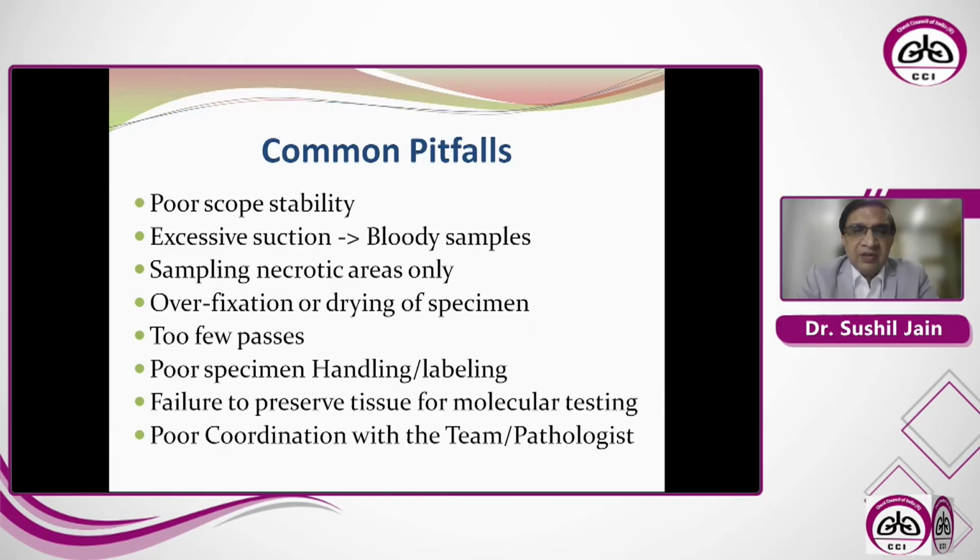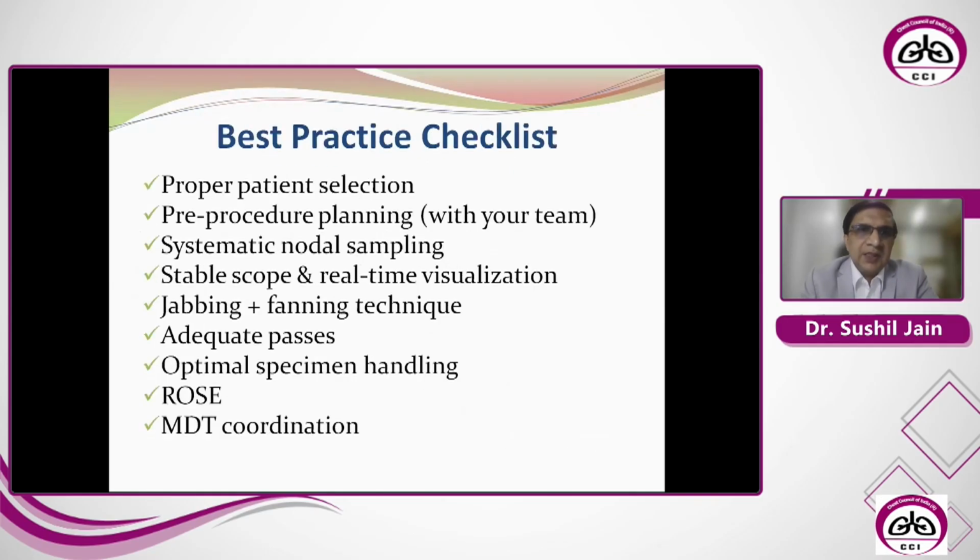Coming to over-fixation or drying of specimen. Sometimes if you are making a slide and you over-fix it or you make the specimen too dry, then the diagnostic yield may become less. Too few passes: if you are not doing 3 or more passes per lymph node, then the diagnostic accuracy may go down. Poor specimen handling and labeling. Failure to preserve tissue for molecular testing. Poor coordination with your team or the pathologist. So these are the common pitfalls which happen during clinical practice, and we should try to avoid them.